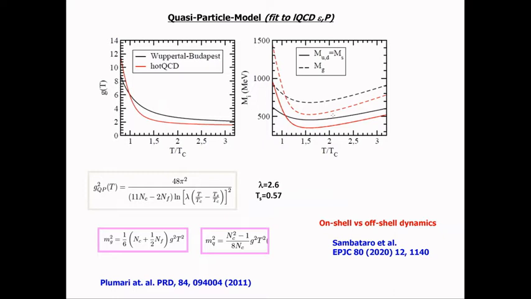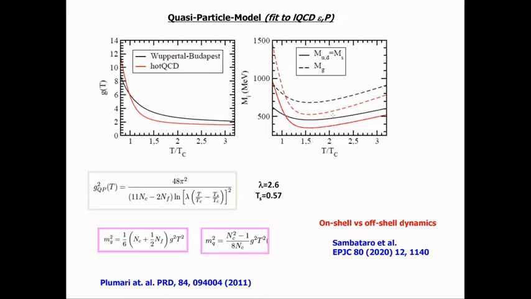I would just like to mention that this calculation we did on-shell, so we did not consider the width. But recently the Catania group also extended their quasi-particle model, including the off-shell dynamics, including a width. By including the width, it only affects the transport coefficient in the low momentum domain. If we go to high momentum, say 2 to 3 GeV, its impact is really negligible.